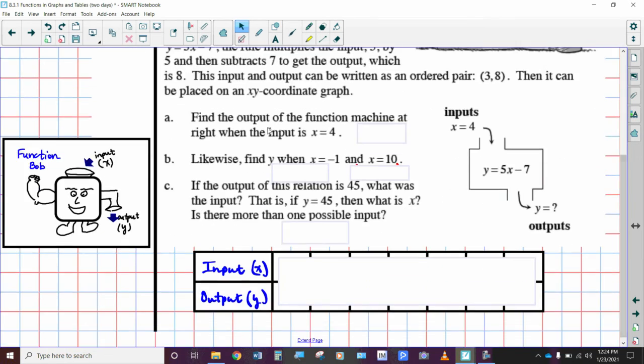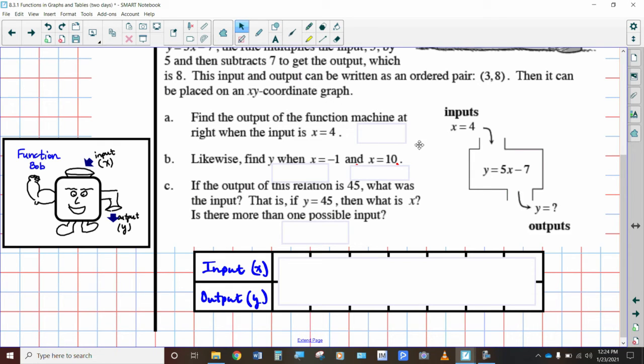All right, so let's answer these questions. It says find the output of the function machine at the right when X is equal to 4. So what I'd like you to do is read through these and pause this. I want you to read through these 3 questions, and answer them and declare your answers. It doesn't tell you to set up a table, but I set up a table of values that can help us estimate what the value for C would be. So go ahead and pause and see if you can figure out these answers.